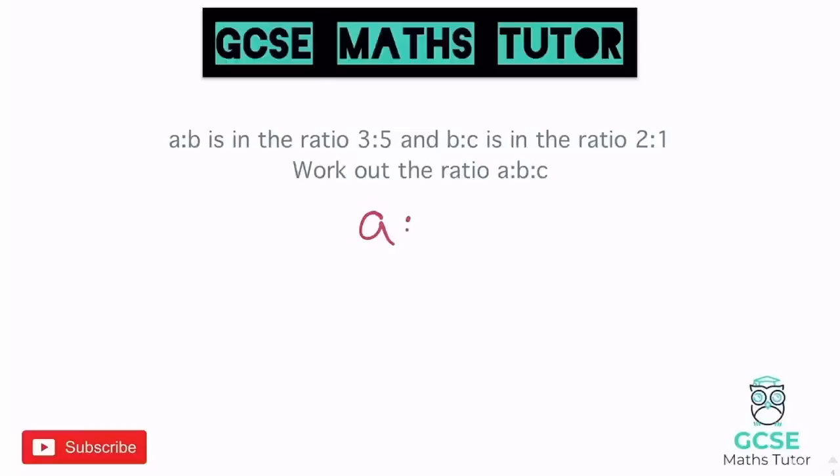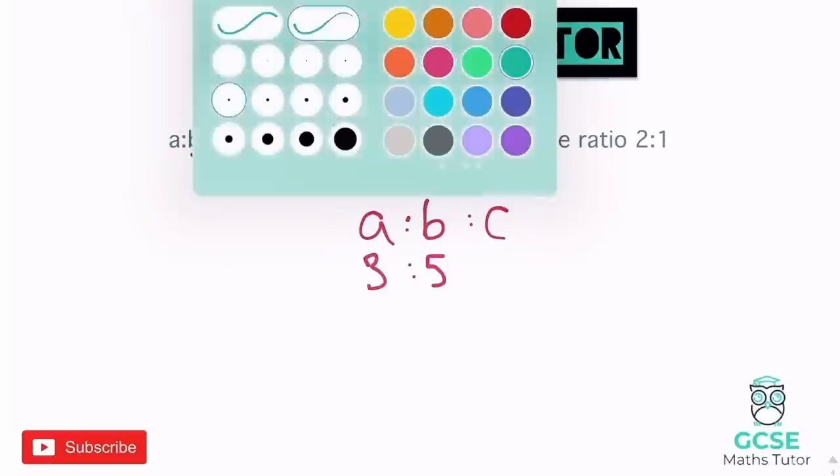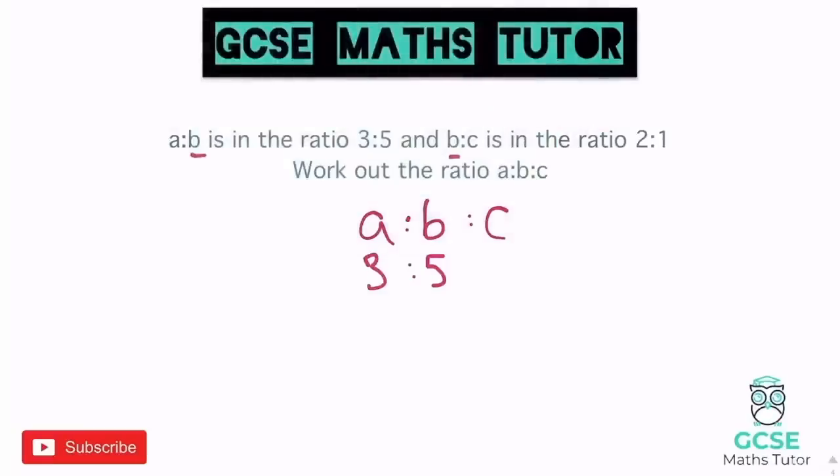So if we write out A to B to C and start to write what we've got so far. Now it says A to B is in the ratio 3 to 5 and then it gives us B to C. So there's an overlap in these, there's a B in both. So I can't put another number just over the top of the 5, so I'm going to start a new level. I'm going to write the other one underneath. So B to C is 2 to 1.